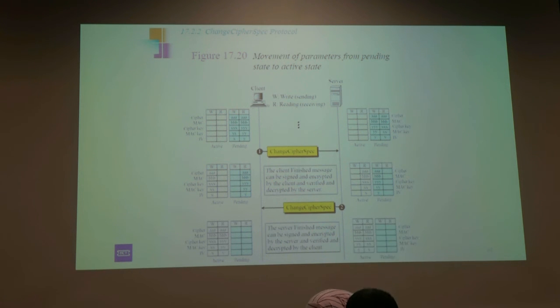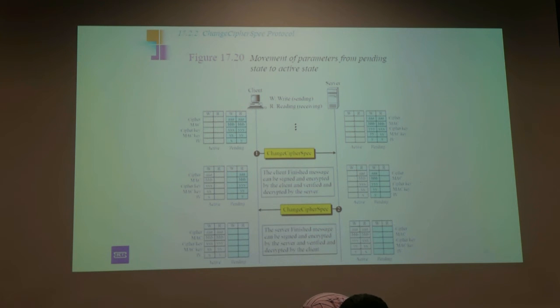The change cipher spec message is exchanged during the handshake protocol and defined in the change cipher spec protocol. The issue is not just sending or receiving a message. The sender and the receiver need two states, not one. One state is the pending state, which keeps track of the parameters and secrets, and the other is the active state, whose parameters and secrets are used by the record protocol to sign or verify or whatever they need to do.